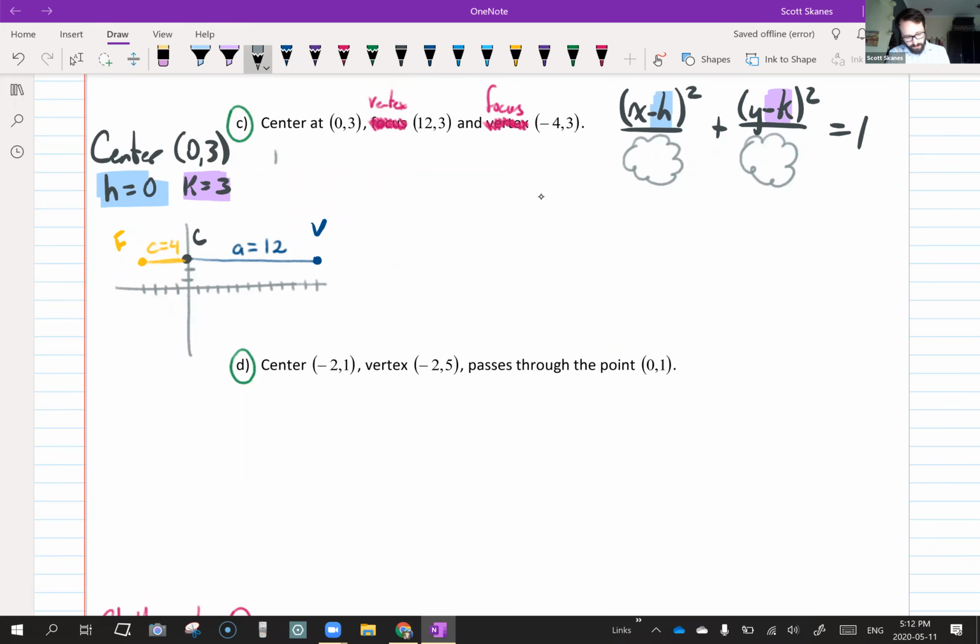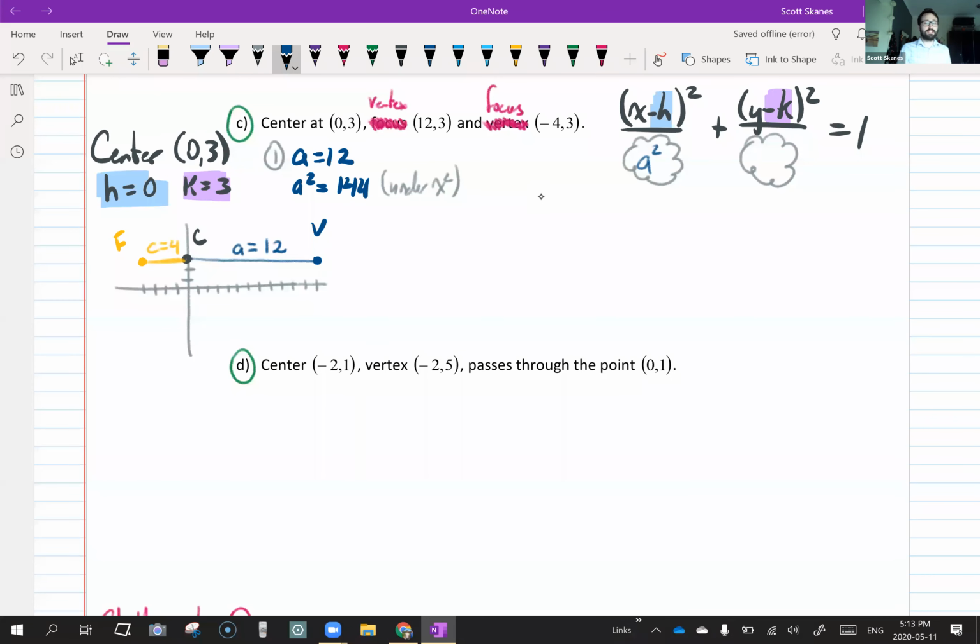I'll try to clarify. First step here, we need to figure out our A information. So A is 12, which means A squared is 144. And by the way, that's going to go under X, because we can see the vertex and the foci are in the x direction. So we've kind of solved that puzzle. A squared here.